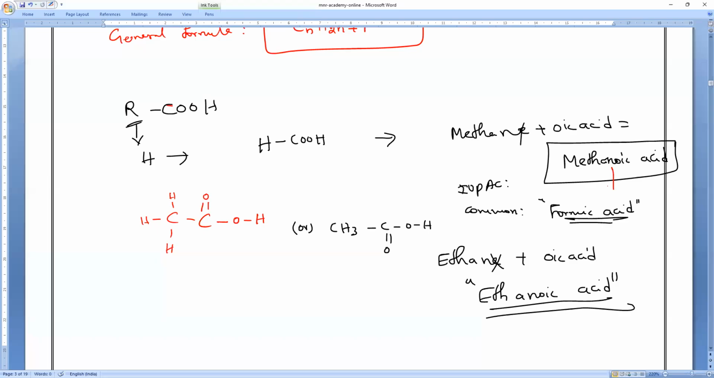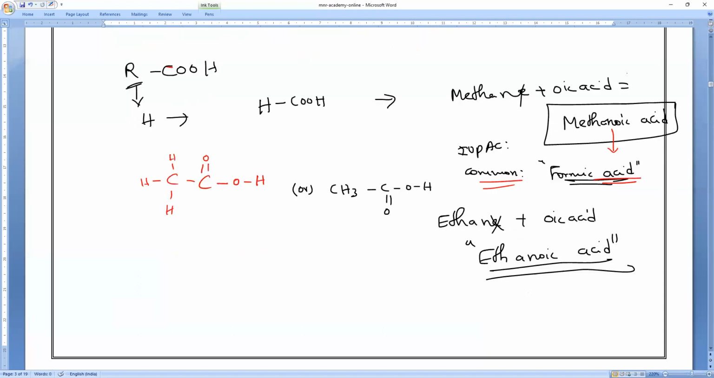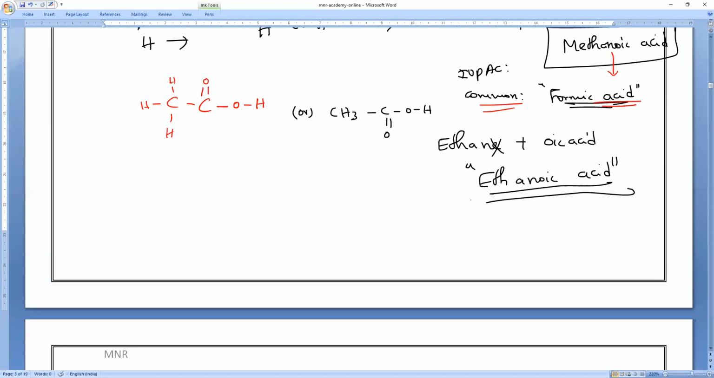So methanoic acid, we also call it formic acid. That is the common name. Next, ethanoic acid, the most important one. Its common name is acetic acid. The entire chemical properties are about this acid only. So ethanoic acid, everybody, we call it acetic acid.